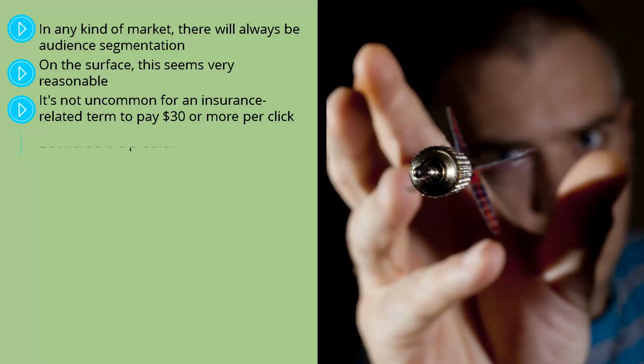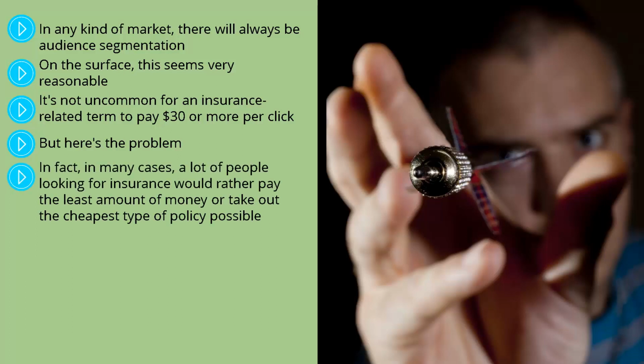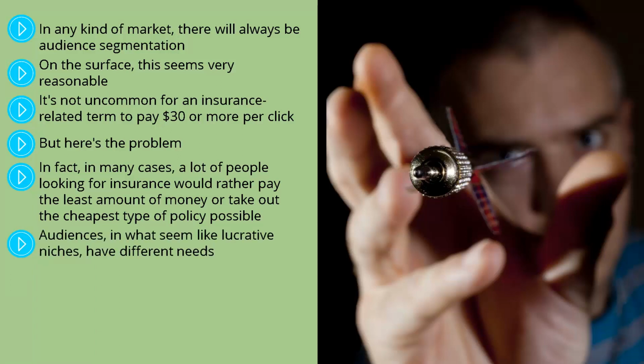What's not to love? But here's the problem. That market has many segments. Not everybody who looks for insurance online is ready to buy. Not everybody who is interested in buying an insurance policy is willing to pay top dollar. In fact, in many cases, a lot of people looking for insurance would rather pay the least amount of money or take out the cheapest type of policy possible. Welcome to the world of market segmentation. Audiences in what seem like lucrative niches have different needs. They tend to segment themselves.